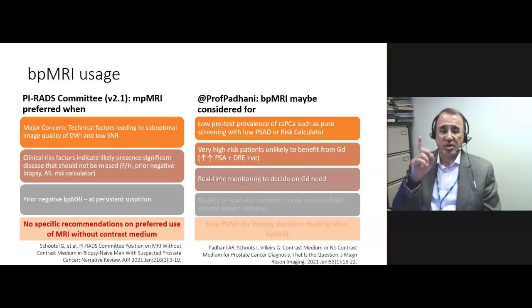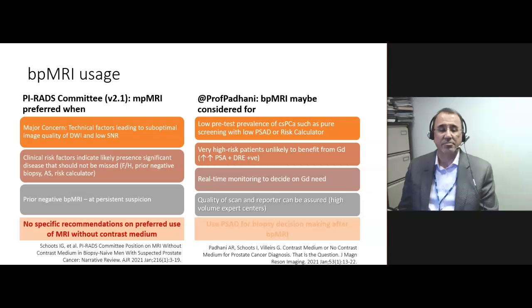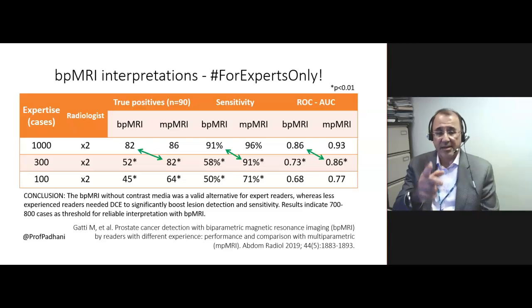But if you're going to use the biparametric approach, you need to have real-time monitoring to decide on the use of gadolinium, and you have to assure the quality of the scan and of the reporter. And really, you should be highly expert if you're going to use biparametric MRI as your default approach. Let me show you some data to show that.